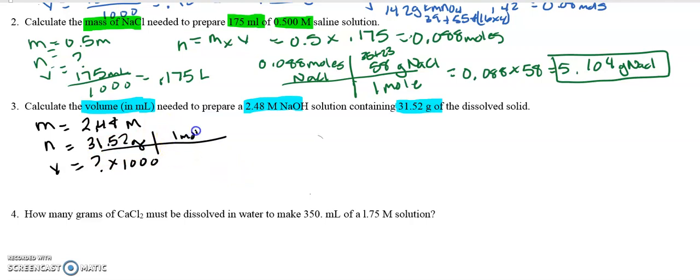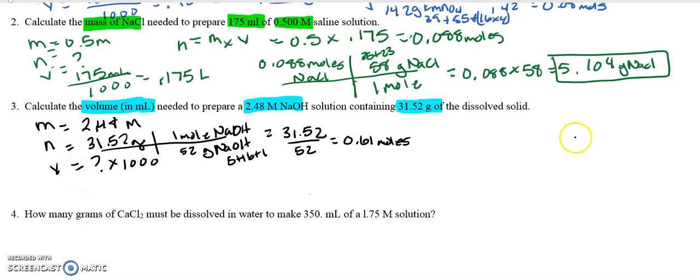So 1 mole of sodium hydroxide, and then we'll find the molar mass, which, to find molar mass here, is 23 plus 16 plus 1. And that'll give us a mass of 40. So now I'm going to divide 31.52 by 52. And that will tell me I have 0.61 moles.